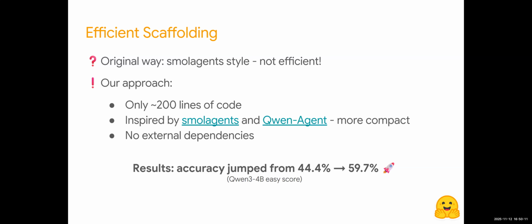We don't need that. We host everything locally. And most of these packages become irrelevant. And we see that most of the code is not really efficient. So we took our own scaffolding approach, which was inspired by smolagents and Qwen-Agent in a similar fashion. I believe in Qwen-Agent, they also tend to simplify things, but we wanted to take it even further. So we shortened our code, or debloated it, to 200 lines of code. And we removed all the unnecessary external dependencies.